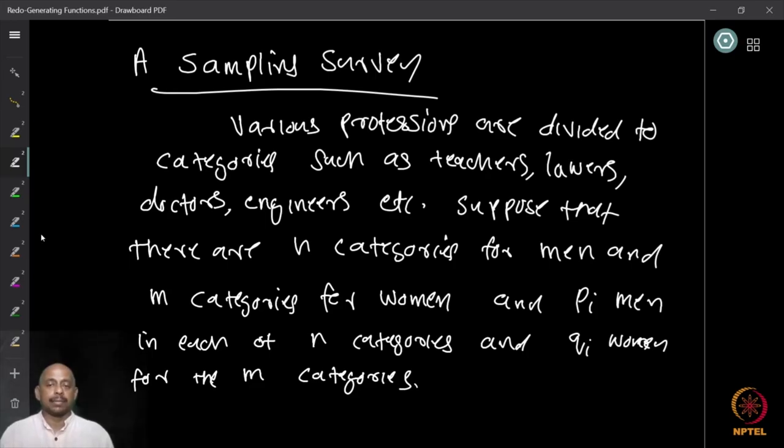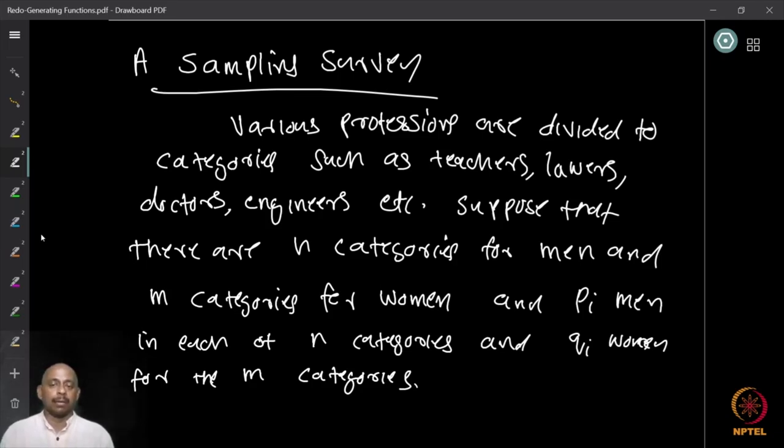And then from each of these n categories of people, we have n categories for men as well as m categories for the women. So out of these different professions, let's say that we fix n of them for men and some m of them for women. And then there are p_i men available in each of the n categories. So in category i, there are p_i people. And q_j ladies are available in each of the m categories.